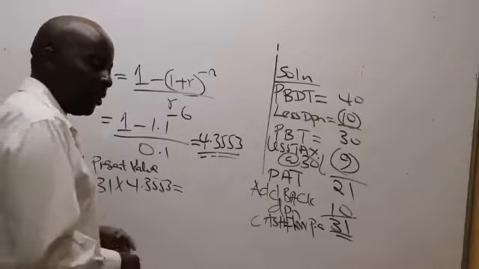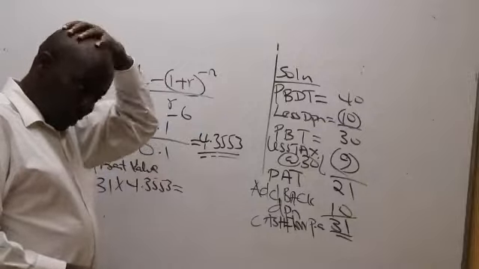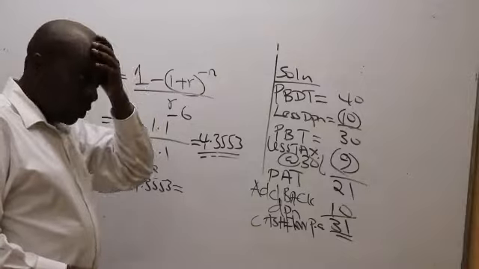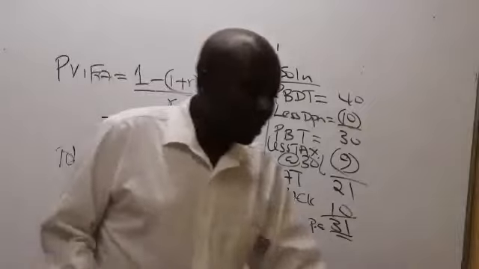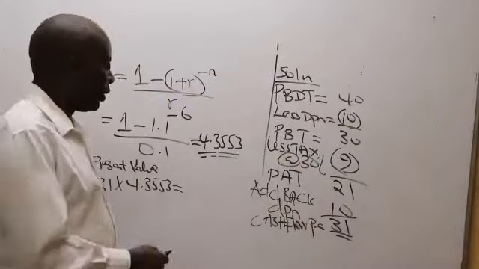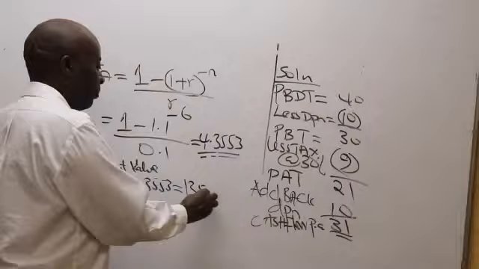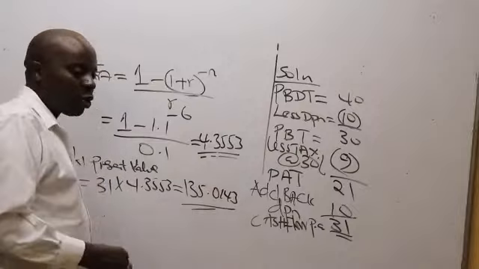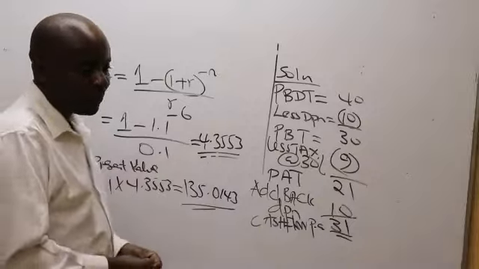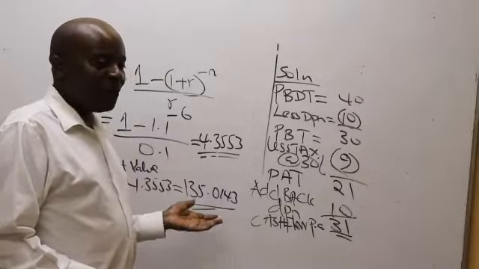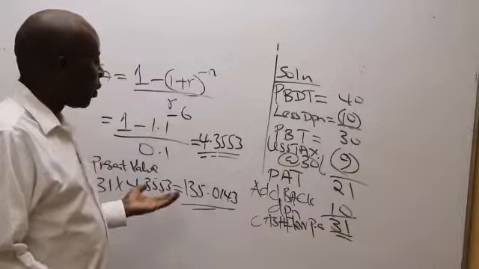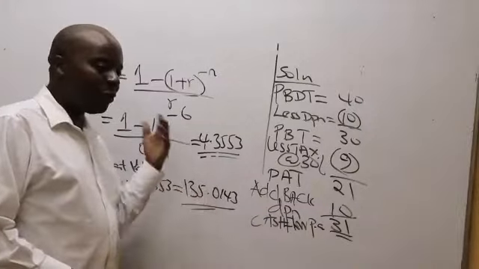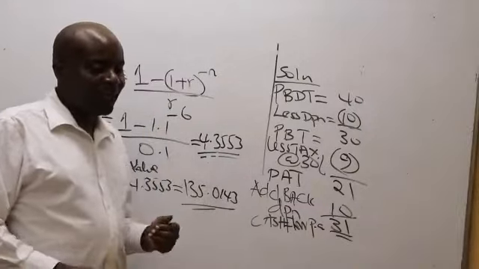The total figure will be 135.014. So this represents the total present value of the firm. It's the value of the firm. So it means that our brother Wycliffe should be willing to part with this amount maximum to acquire that organization.